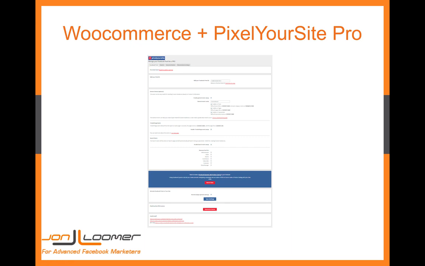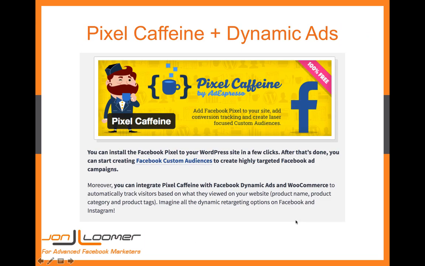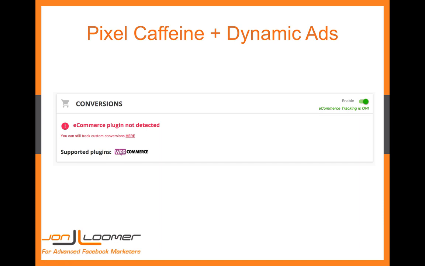So if you use WooCommerce, there are multiple ways to do this. Pixel Your Site Pro has WooCommerce integration to make this really easy for creating dynamic ads. Pixel Caffeine also integrates with WooCommerce. We talked about both of those plugins the past few weeks. That's one you can use as well. Right now you can see that I use Pixel Caffeine. I don't use WooCommerce, so it doesn't detect that e-commerce plugin. Otherwise, I could have started doing all that integration.